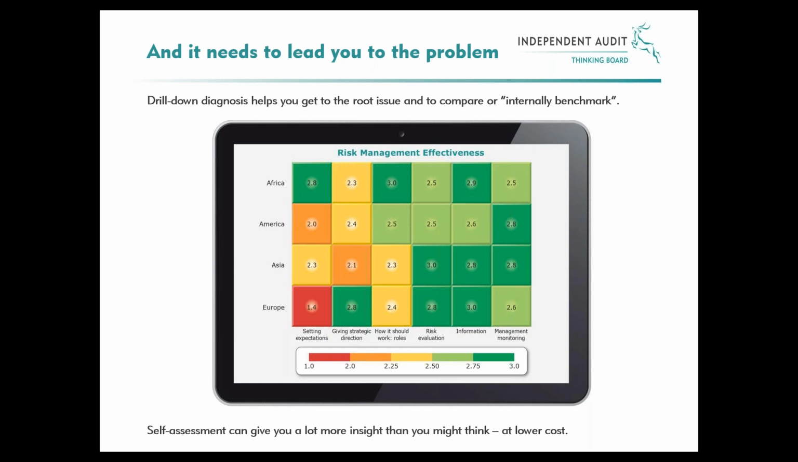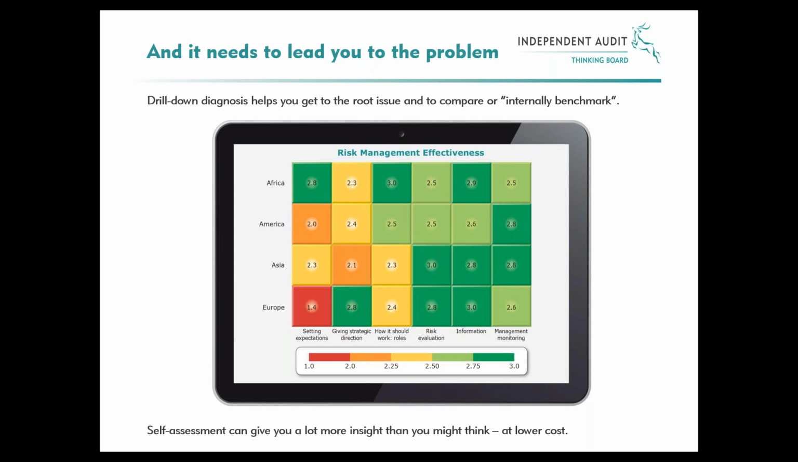But our Thinking Board system actually allows drill down diagnosis, so that once you have spotted an area where you're not feeling very comfortable, you can actually drill down from that and get into the detail, find out what the actual problem area is, do comparisons between one country and another.